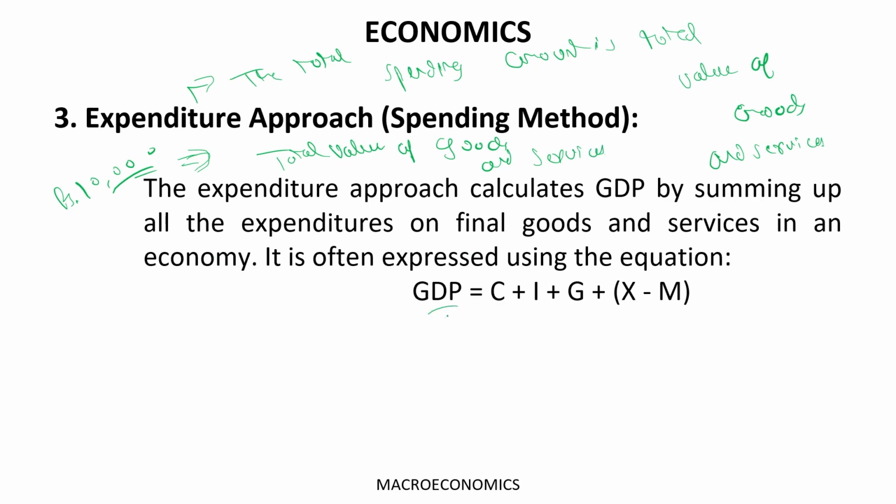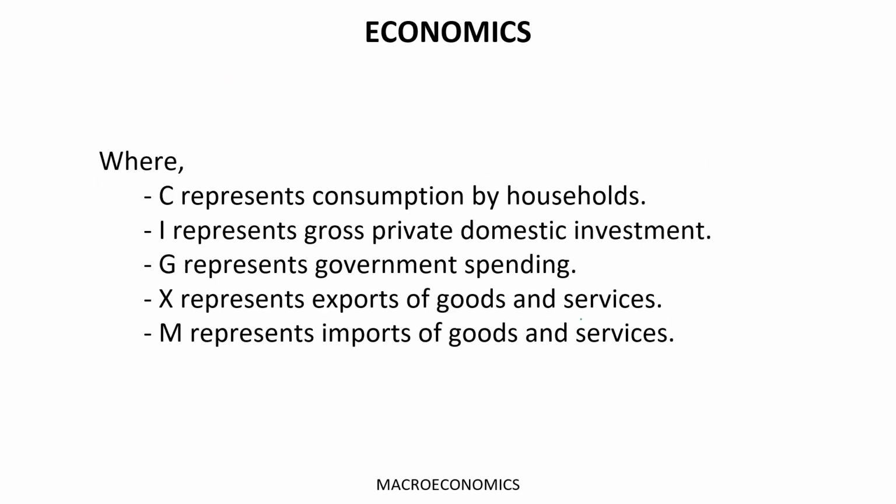So this is the formula: C plus I plus G plus X minus M. Just write down the formula: C plus I plus G plus X minus M. Here C represents the consumption by households, meaning the normal people. I represents gross private domestic investment. G represents government spending. X represents exports of goods and services. M represents imports of goods and services.